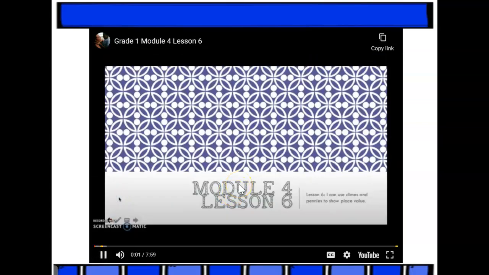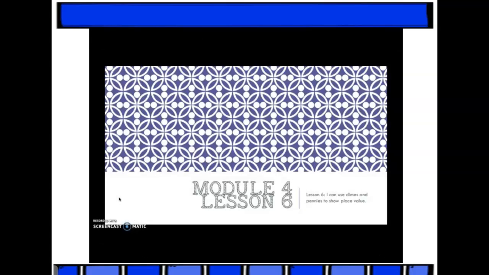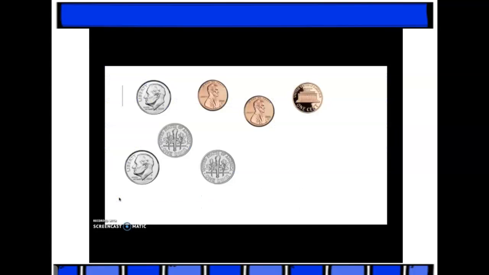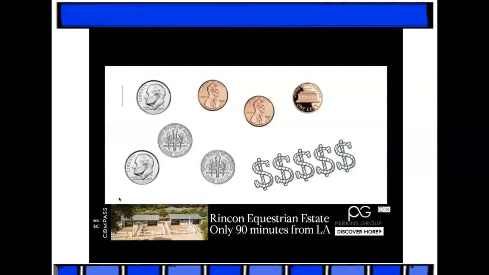Hi friends, this lesson is for Module 4, Lesson 6. This morning I was cleaning out my purse and guess what I found? Yeah, money! I was so excited. I was like, Miles, look at all the money I found. And he said, Mommy, how much is that? I'm like, that would be helpful to find out, right?